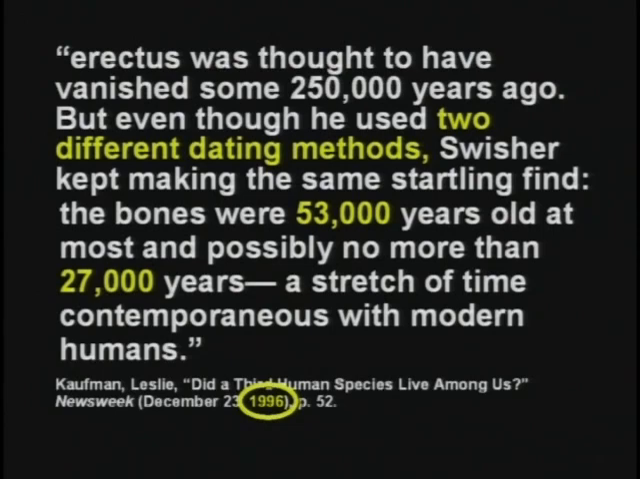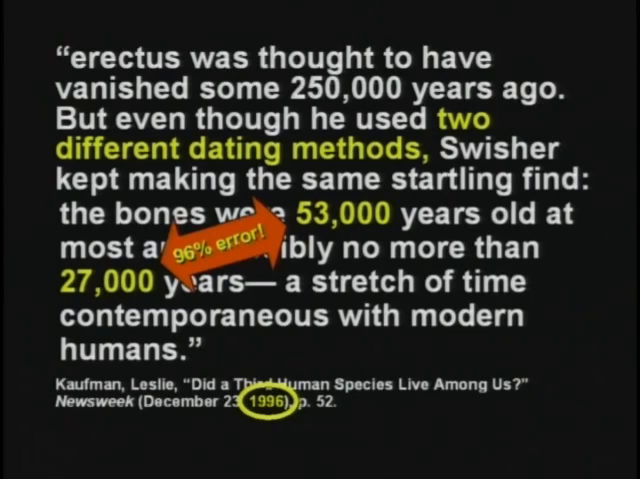Well, I'd like to point out 2 things here. He's looking for 250,000 as his answer, but he keeps getting 53 to 27,000, okay? Which is only 1/4 of what he wants, 1/5 of what he wants, okay? But he's still getting a 96% error. I mean, is it 27,000 or 53,000? This is not an exact science.